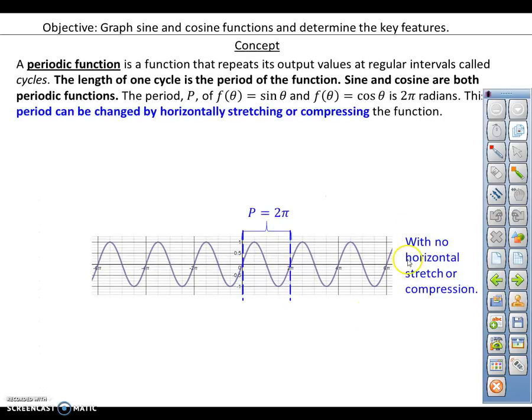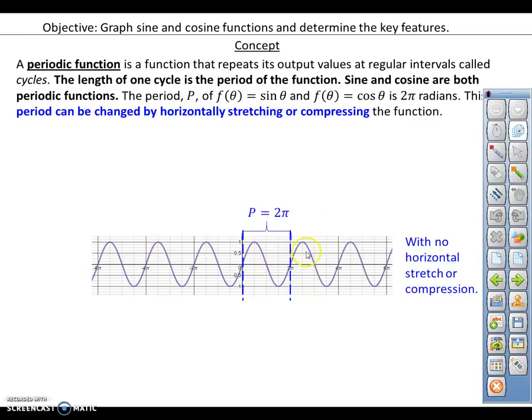So, periodic function. A periodic function is a function that repeats its output values, its y values, in this case its sine or cosine values, at regular intervals called cycles. The length of one cycle we call the period of the function. So for sine and cosine, they both have a period of 2 pi radians. And we can change that period by stretching horizontally or compressing horizontally.